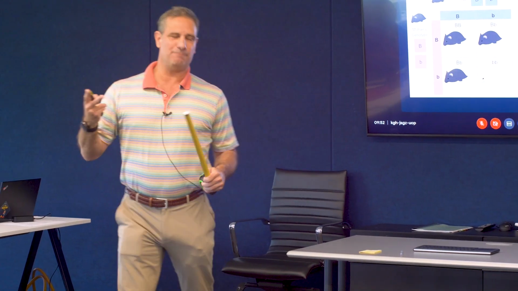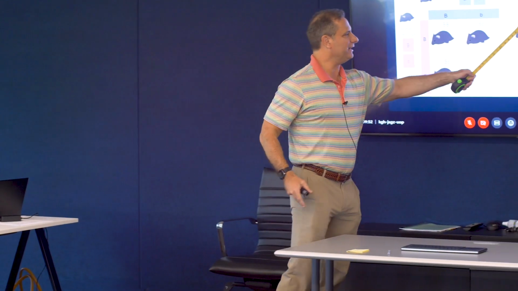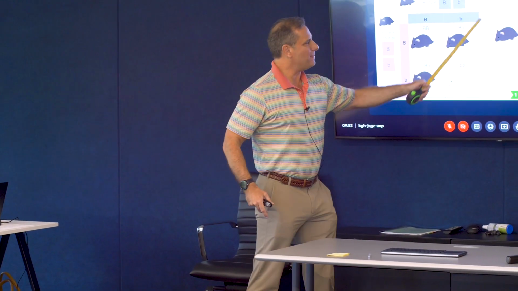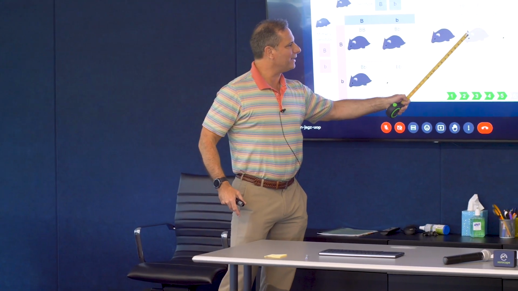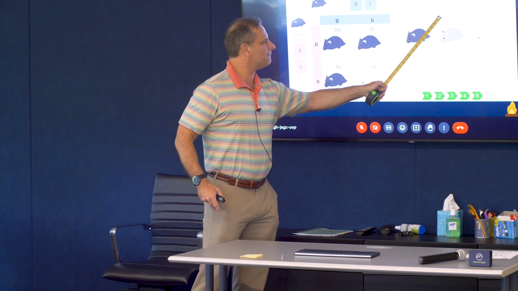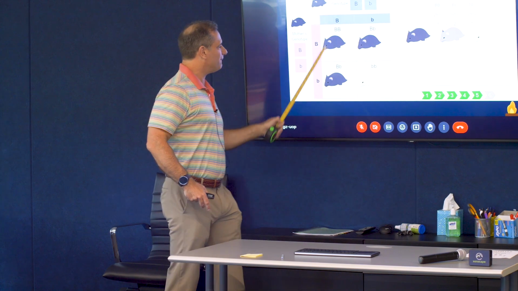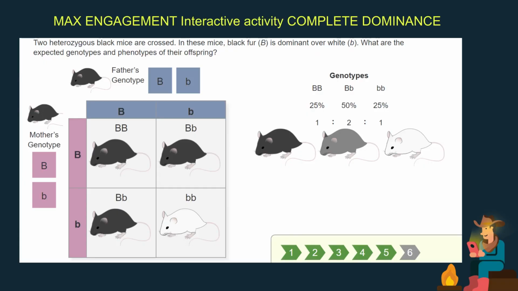So if there was a litter of 8, probability 2 of the 8 pups. That's what baby mice and rats are called. They're called pups. They're hairless. They grow hair after about 1 week. So 2 of the 8, or 25% shown here, would be white. And then 50 plus 25, 75% will be black. So this is a maximal engagement interactive activity with complete dominance.